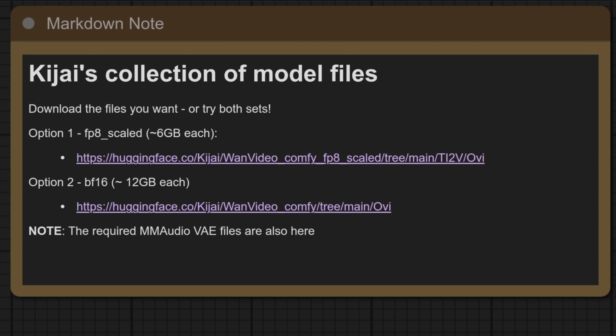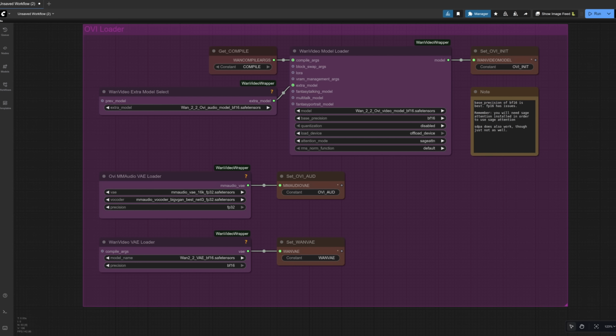I'll be using Kijai's nodes, and there are a couple of options with regards to the model files you can download. There's the FP8 scaled versions, and those are about 6 gig each, or the BF16s, which are about 12 gig each. The OVI loader is where you select those models that you just downloaded. Here I've got the video model and the audio model.